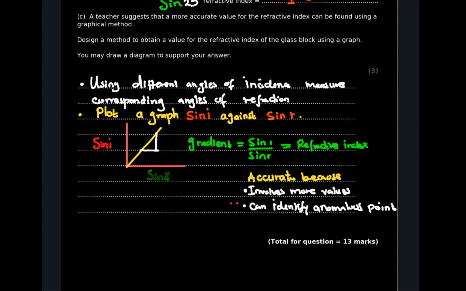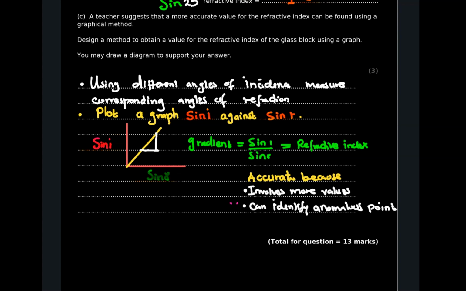Sometimes the reason I mentioned this, in this particular question you were not supposed to have mentioned it, but what I'm saying is that sometimes you'll find questions asking you, why is this method accurate? It's because it involves more values, and at the same time you can identify anomalous points which you can disregard in the process. Because when you have anomalous points, the way you deal with it is that you can repeat that point that is anomalous and see where the error was, or you can assume.